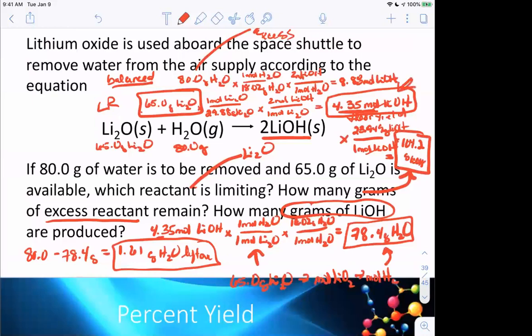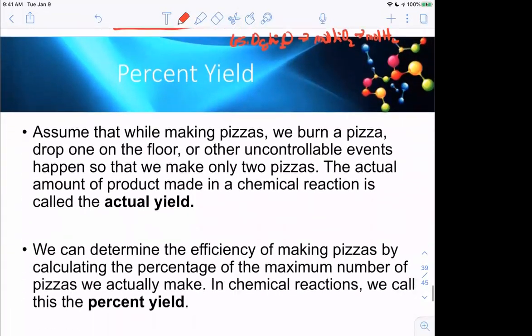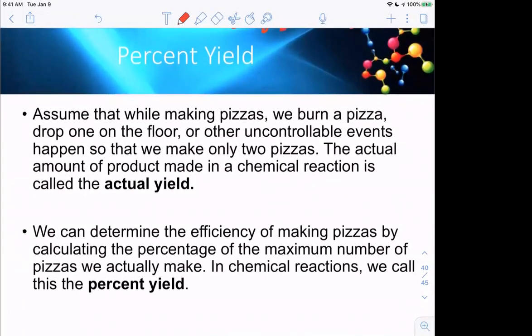This is the theoretical yield in moles, so I can use that to figure out any of the other stoichiometric calculations, just like I can use the amount of limiting reagent that I know after I do these calculations. So they're all interrelated. The last topic is going to be percent yield.